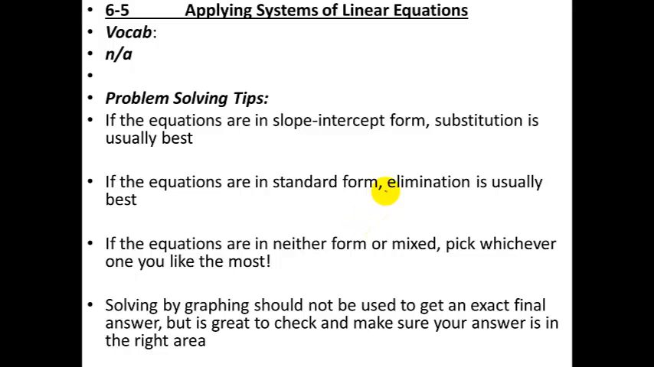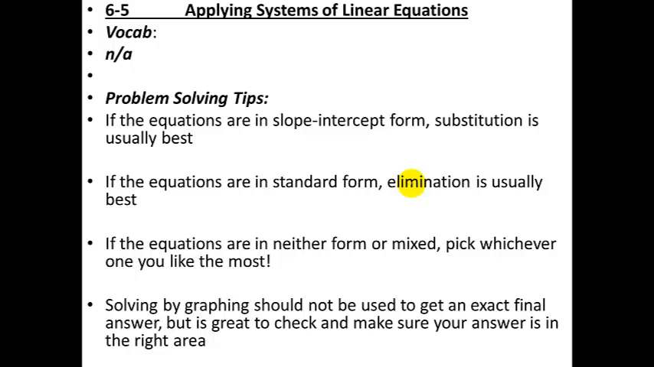Alright, in this section, section 6.5, we're going to be taking everything we've learned in the first part of chapter 6 and applying it to word problems. So the first thing to remember is that if the equations are in slope-intercept form, or you have x or y already solved for, then using the substitution method is usually your best option.